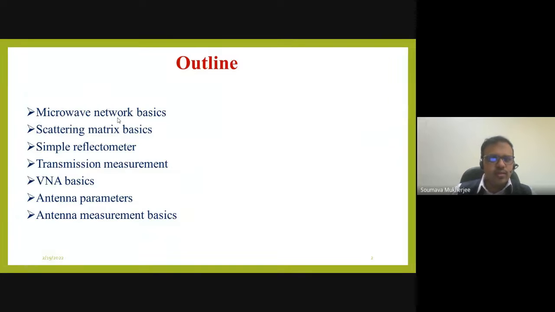So this is the outline. First, I will very briefly discuss microwave networks and the scattering matrix basics. These are some basic things you need to know once you go for the measurement. I will very briefly touch on the measurement block diagram, how exactly microwave measurement is done, and then the basics of the vector network analyzer, and then I'll go to the antenna parameters and antenna measurement basics.